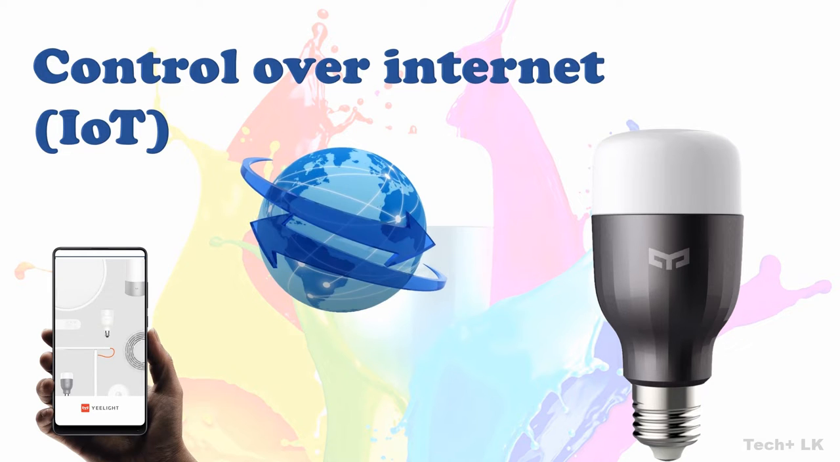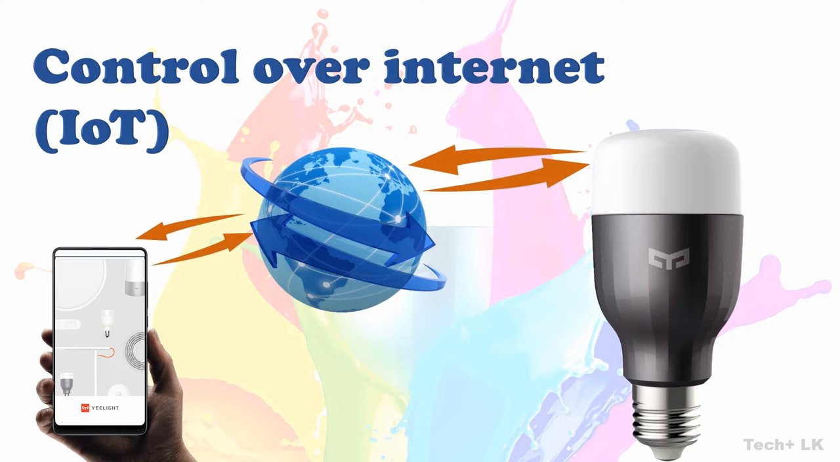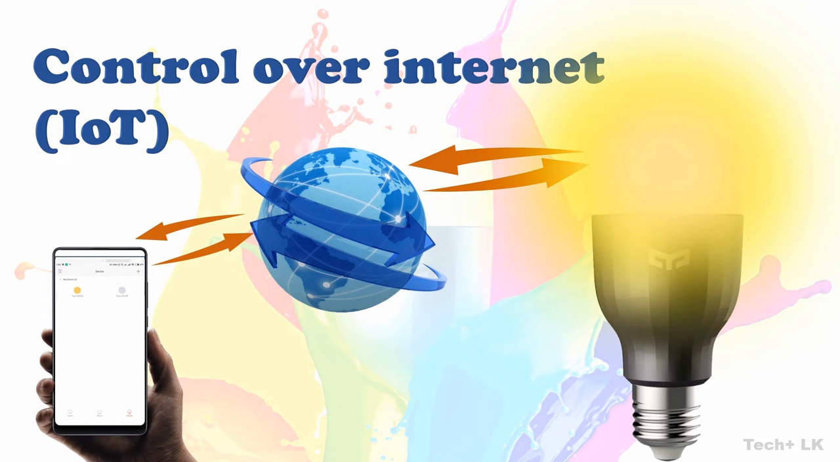Setting up the LED bulb is very easy. What you need to do is download the Yeelight app from the Play Store, or if you are an iOS user, from the App Store. Then power up the bulb and connect it to the wireless network which your device is connected to. You can do this very easily through the Yeelight application. Afterwards, you can control your LED bulb over the internet no matter where you are.